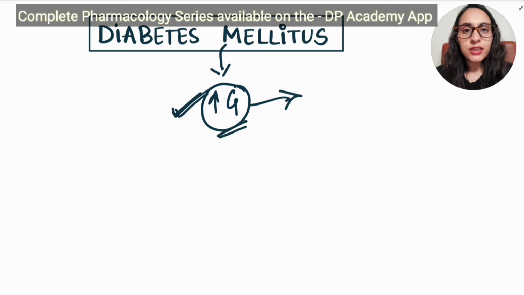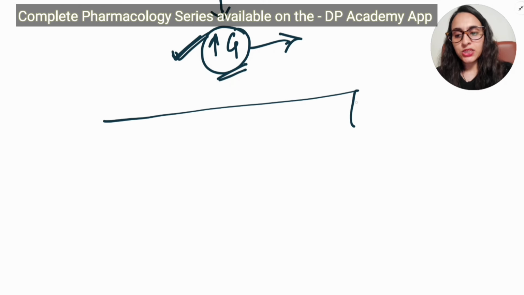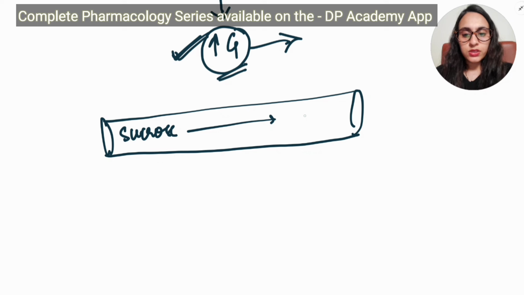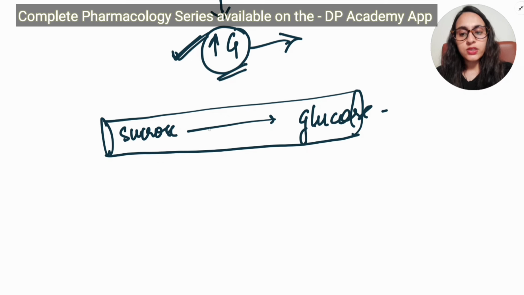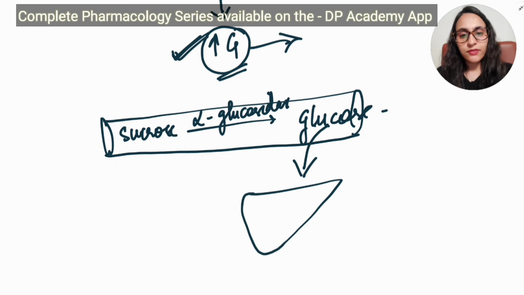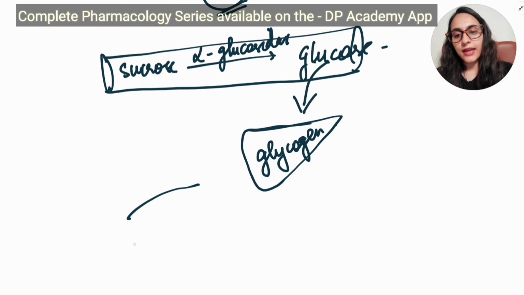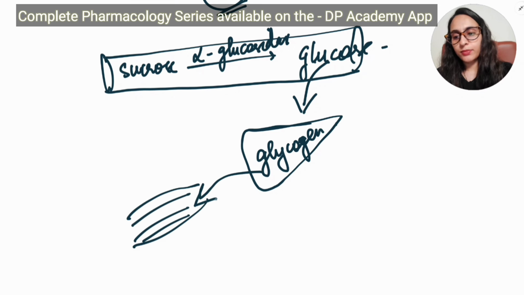If you look at the pathophysiology of a diabetes mellitus patient, what happens? First of all, in the intestine, sucrose is converted to glucose by the alpha glucosidase enzyme, and this glucose gets absorbed and reaches the liver. When it reaches the liver, it is stored as glycogen, and the skeletal muscles and the adipose tissues will take up this glucose.